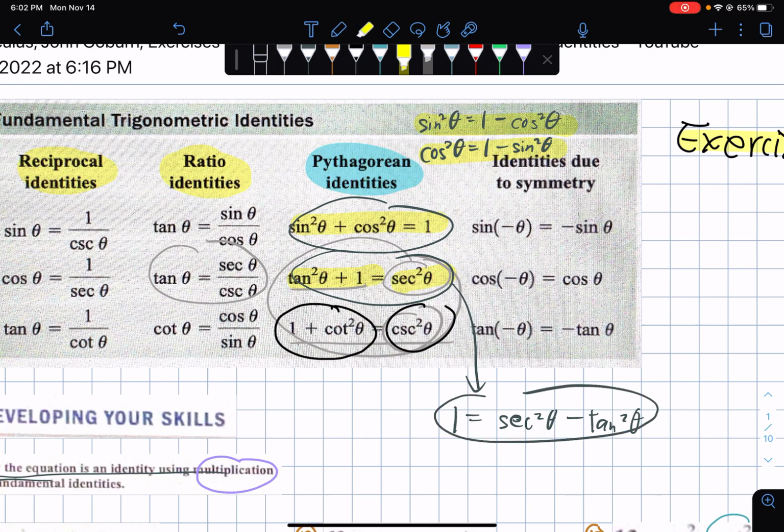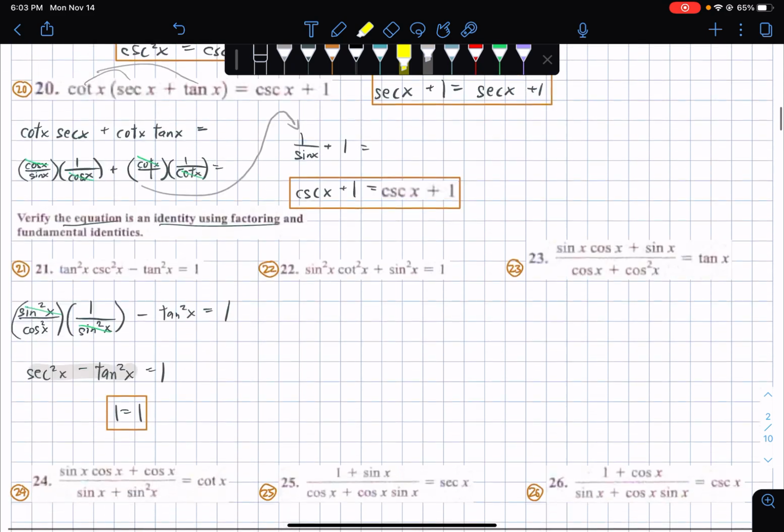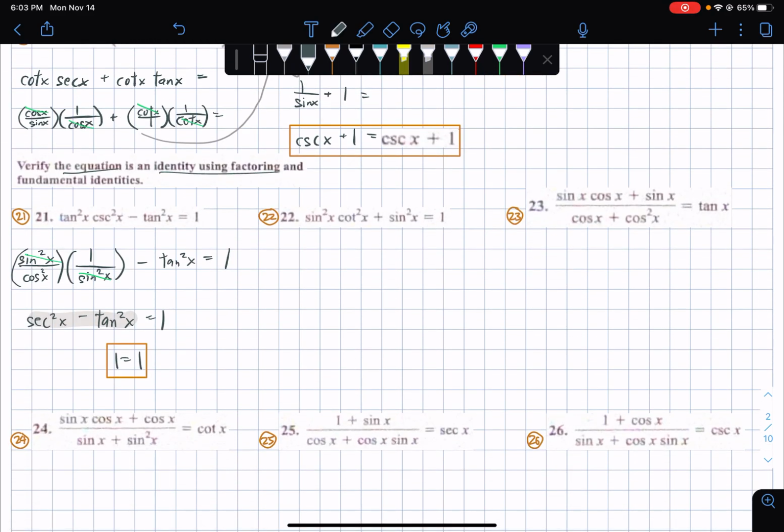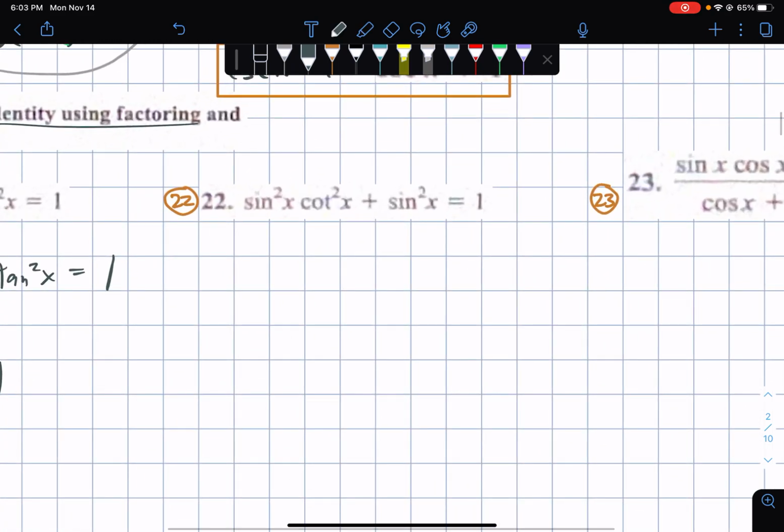So this is the formula derived from this one. Right, let's move to number 22. Sine raised to 2x times cotangent raised to 2x.